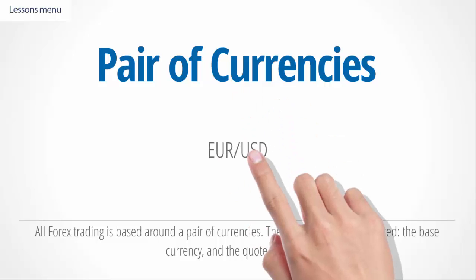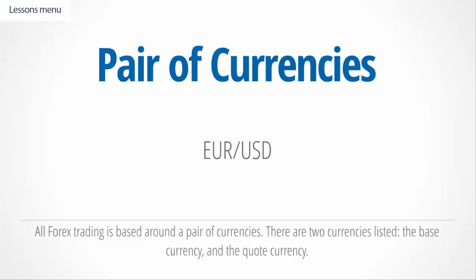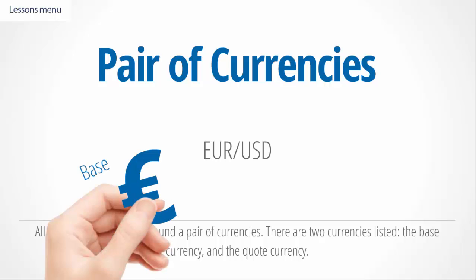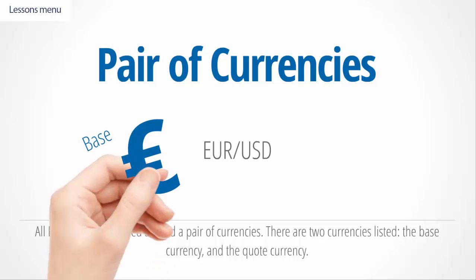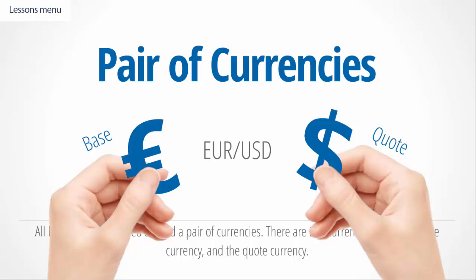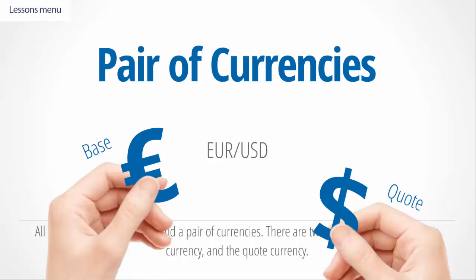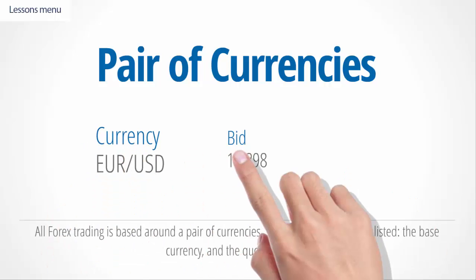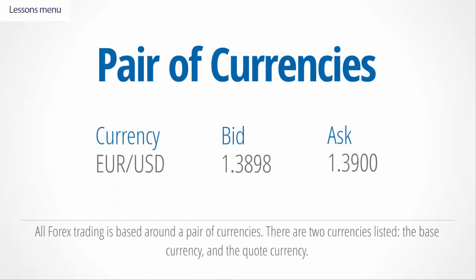As you can see, there are two currencies listed in this quote. The first symbol, EUR, represents the euro, so the euro is the base currency. The second symbol, USD, represents the dollar, so the dollar is the quote currency. The example shows that you'll need $1.3900 to buy 1 euro.